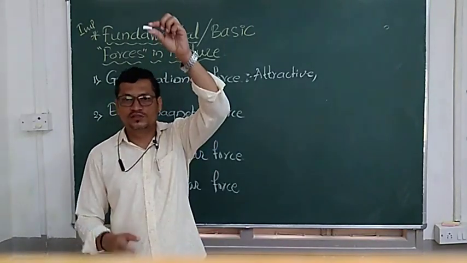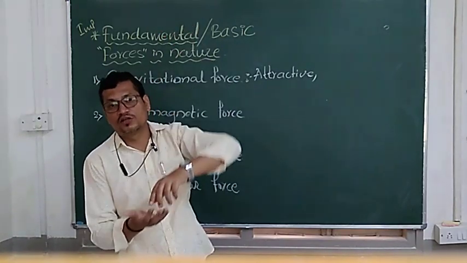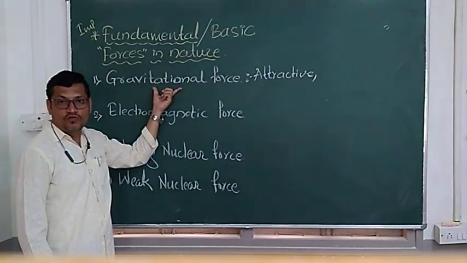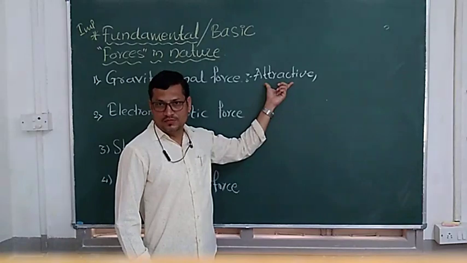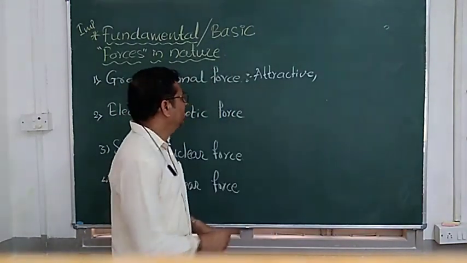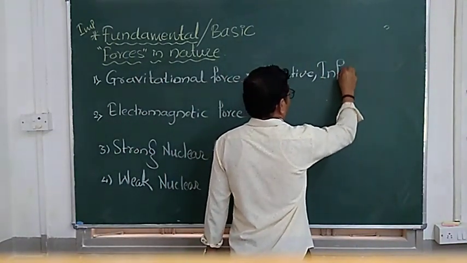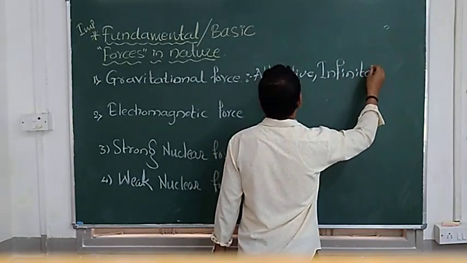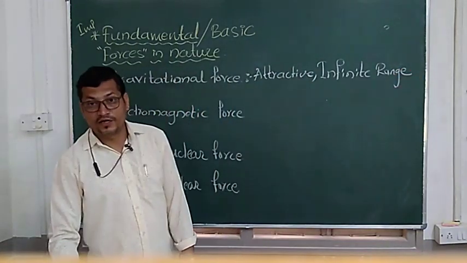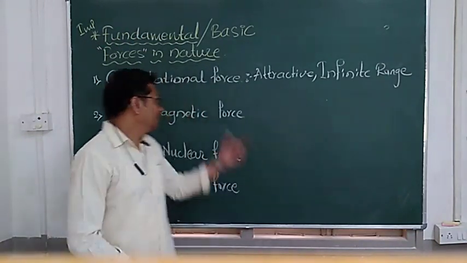Now this chalk piece, if I leave it, it will come down to the earth. It comes down because of which force? Gravitational force. It is attractive, and it has infinite range. If you go several kilometers away from earth, gravitational force will still be there.